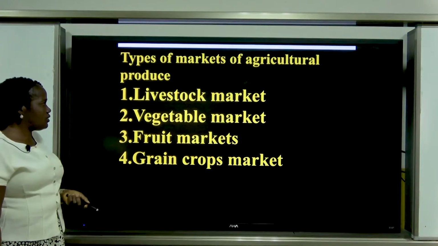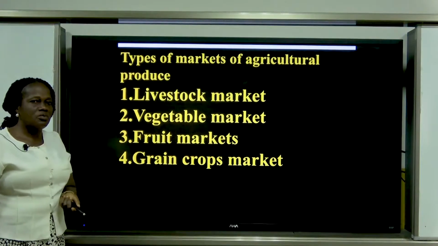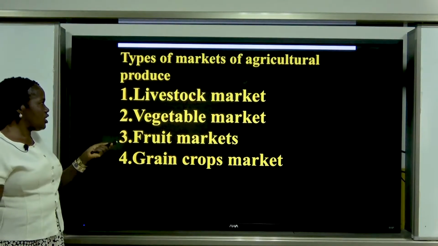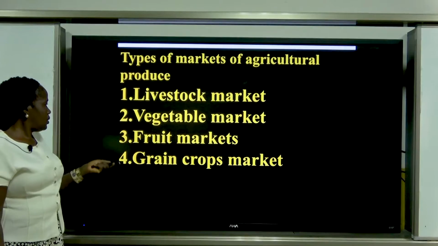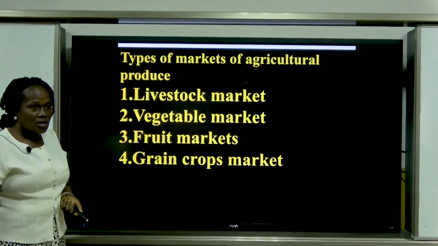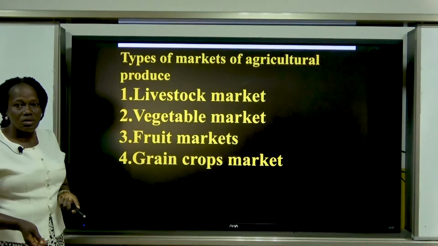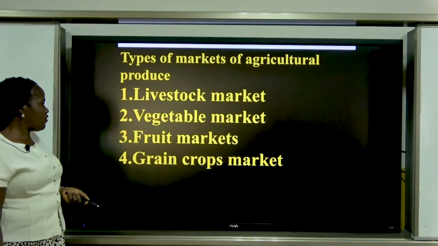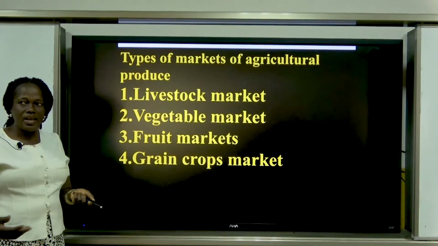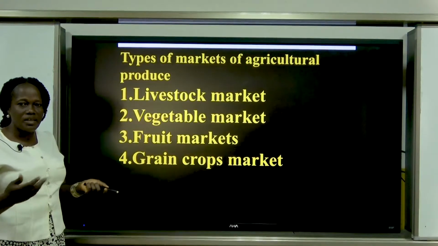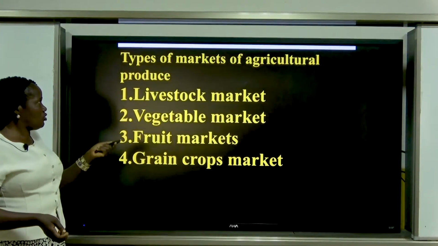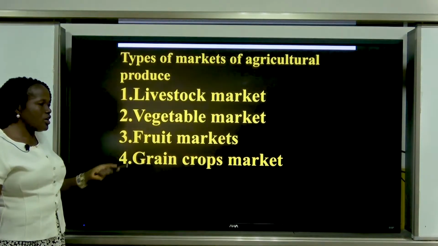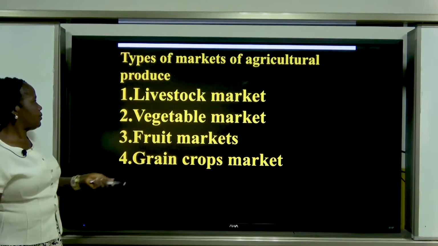We have the vegetable market. All of us know what vegetables are. If you are looking for vegetables, you will go to the vegetable market to buy. We have the fruit market also, where fruit crops are sold. You can go there and purchase your fruit. Then we have the grain crops market, like rice, guinea corn and millet. They have their own market. If you want to buy grain crops, you go to the grain crops market to buy.